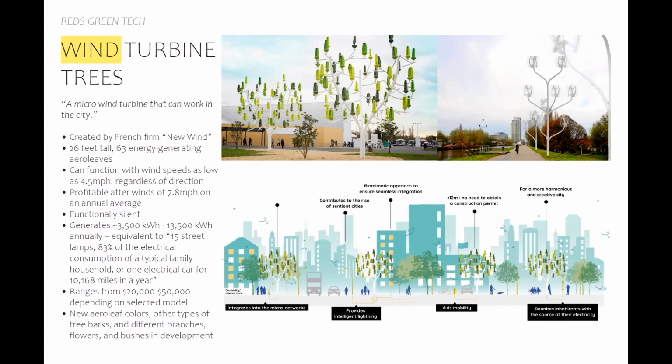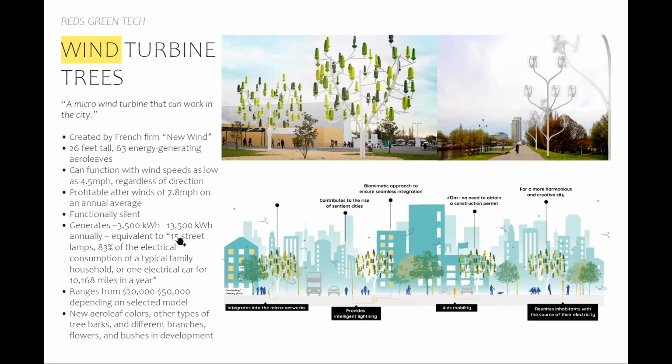With a speed of only 4.5 miles per hour, they're functional and they can begin to generate energy. And at approximately 8 miles per hour on an annual average, these little wind turbines can actually begin to become profitable. They're functionally silent, which is one of the biggest obstacles when having wind harvesting structures in urban environments. And they generate anywhere from 3,500 to 13,500 kilowatt hours of energy annually.